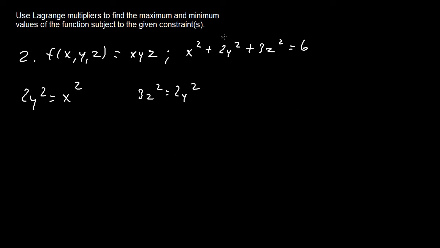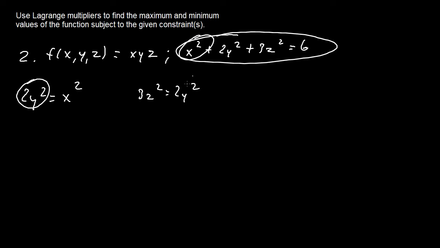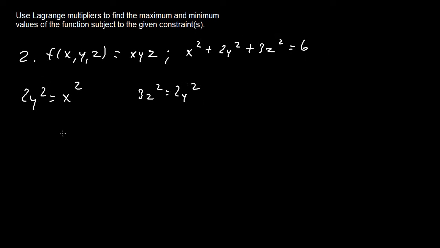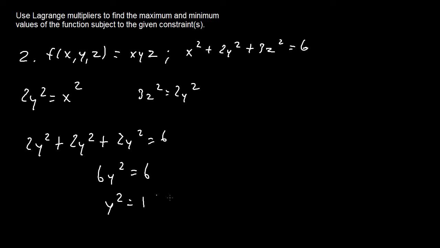So now, looking up at this constraint equation here, notice that x squared equals 2y squared and that 3z squared equals 2y squared. So I'm going to go ahead and substitute in both of those. So x squared is 2y squared, so 2y squared plus, we'll leave 2y squared just like that, plus another 2y squared is going to equal 6. So then this time 6y squared equals 6, y squared equals 1, so then y is going to equal plus or minus the square root of 1, or plus or minus 1.